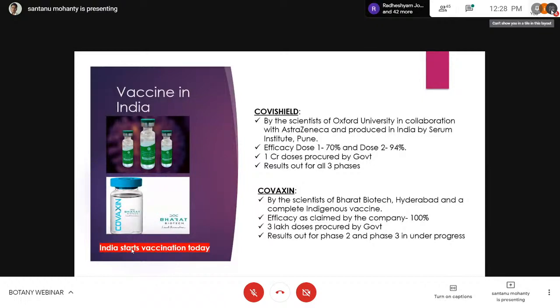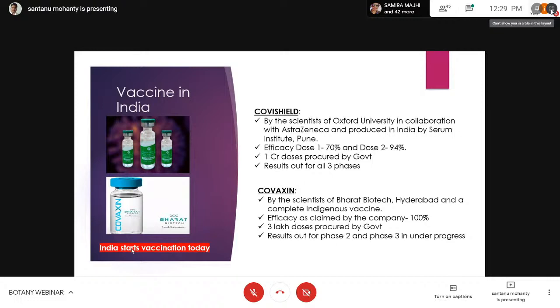So this vaccine Covishield, the feedback that I have received, again, I'm not certifying, DCGI already approved this drug. The feedback that I have received is that Covishield is safe to take. Covaxin. Covaxin is a completely Atmanirbhar Bharat vaccine. Bharat Biotech is based out of Hyderabad, and it is a completely indigenous vaccine. Efficacy as claimed by the CEO of Bharat Biotech is 100%.